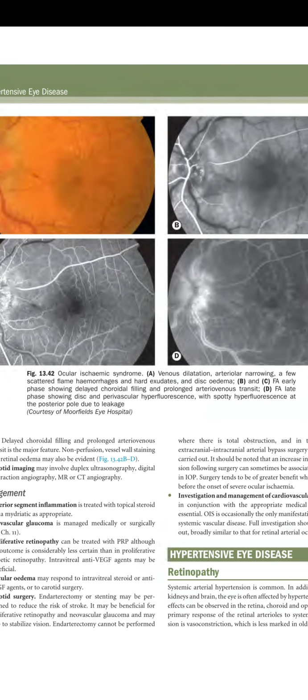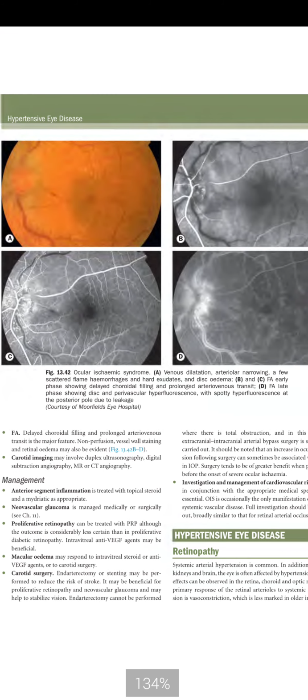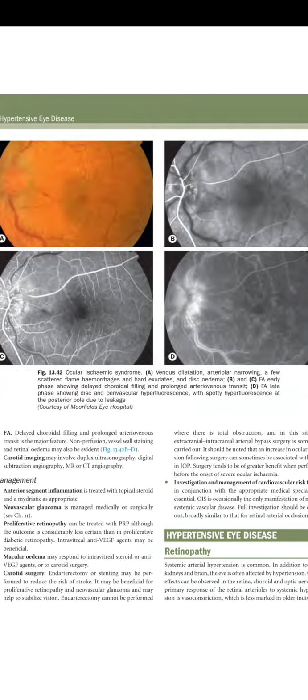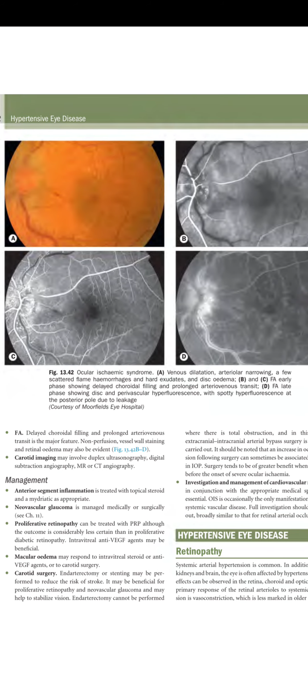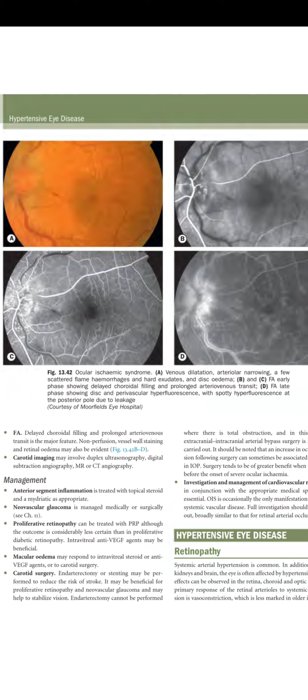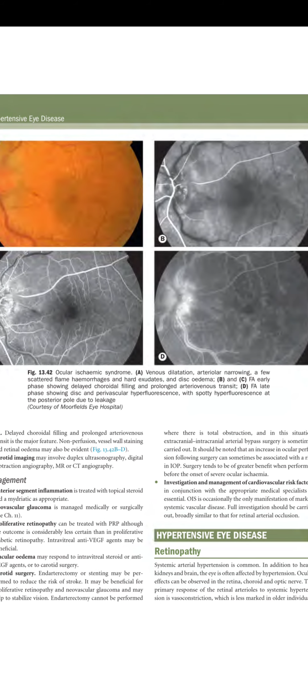So you can see that this is a picture of an ocular ischemic syndrome. A is showing venous dilation, arteriolar narrowing, a few scattered flame-shaped hemorrhages, hard exudate and disc edema. So there is a disc edema, there is a dilatation of the vein, there is an arteriolar narrowing, there is a macular edema as well. And B is showing that there is a delayed choroidal filling and there is a delayed arterial and venous filling as well.